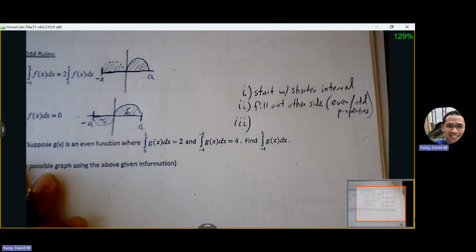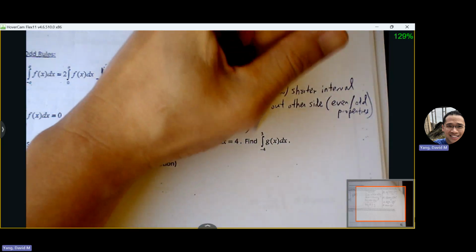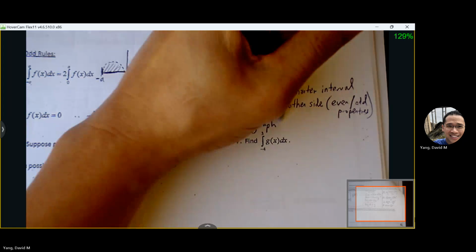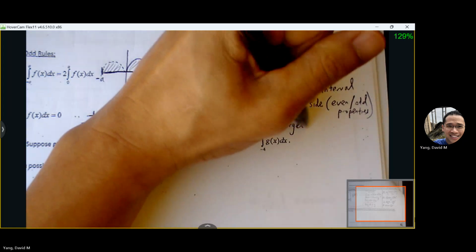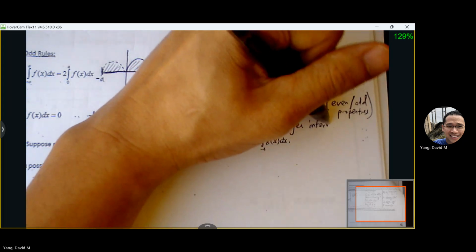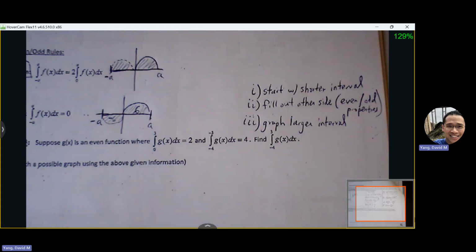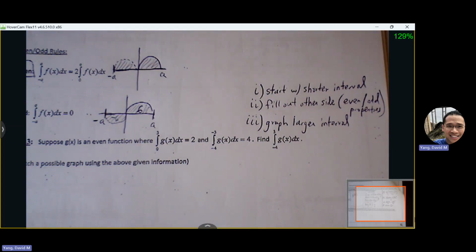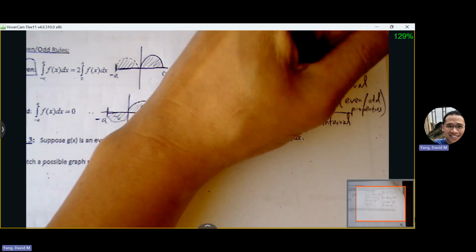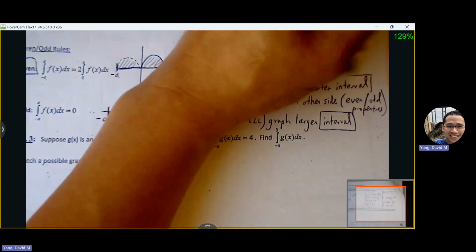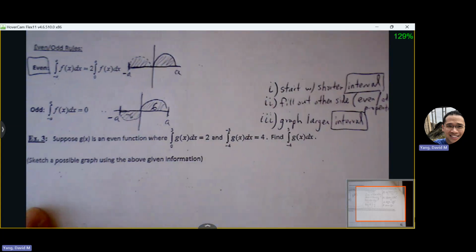And third, we're going to graph the larger region, or the larger interval. Not necessarily the larger area, but the larger interval. That's the important thing. Whatever spans the shorter interval, we look at the bounds, not the area.